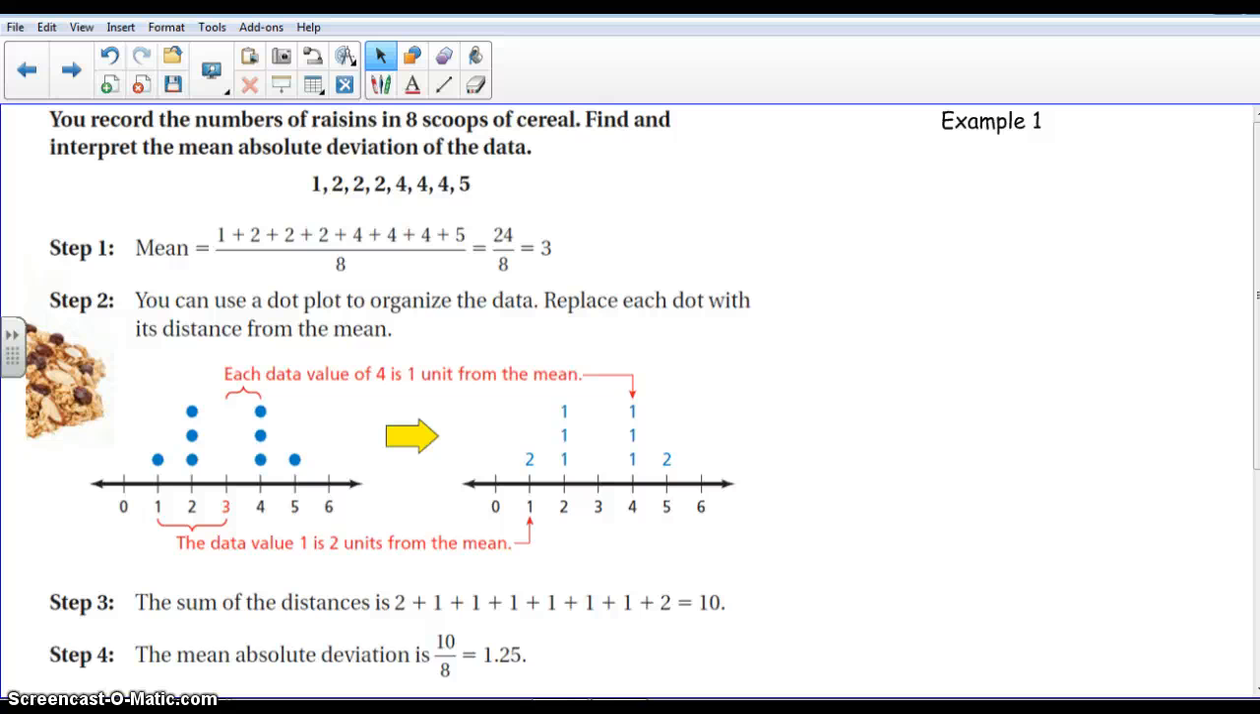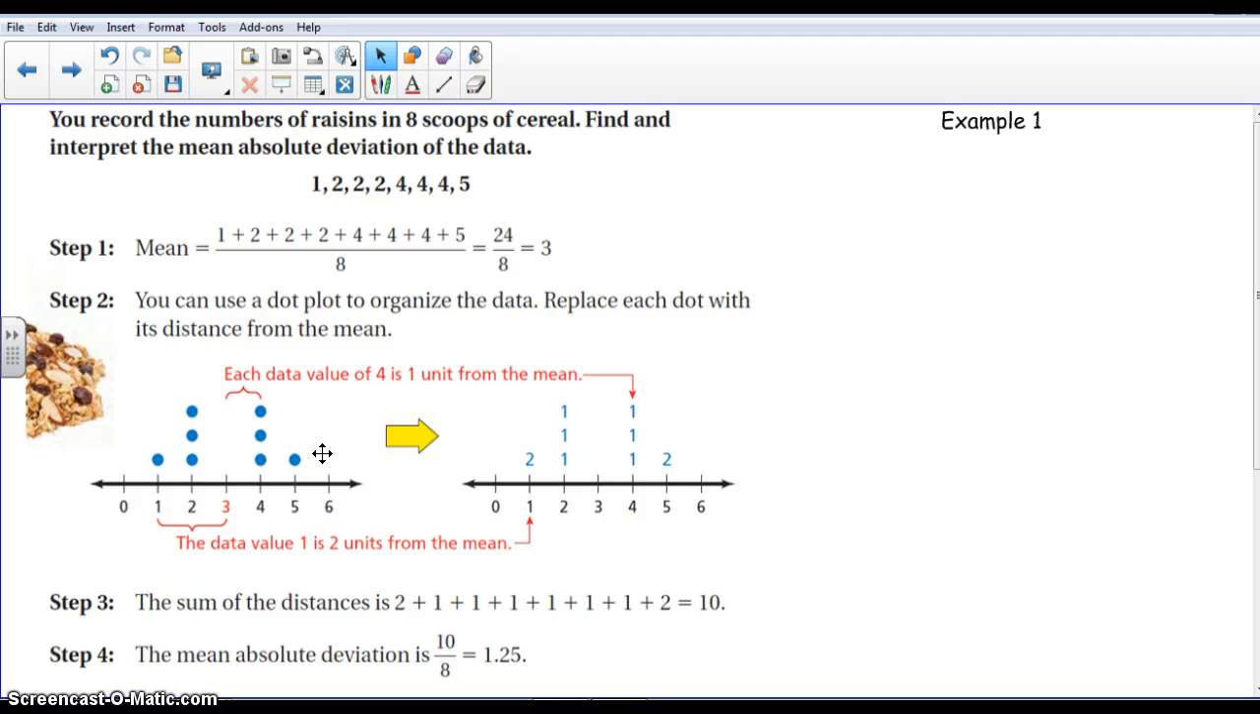All right, let's take a look at example 1. Here is your set of data. Step 1, find the mean. Add it up, divide by 8. The mean of this data is 3. Now, here's where it gets a little complicated in the book. The video, I think, shows it a little easier.